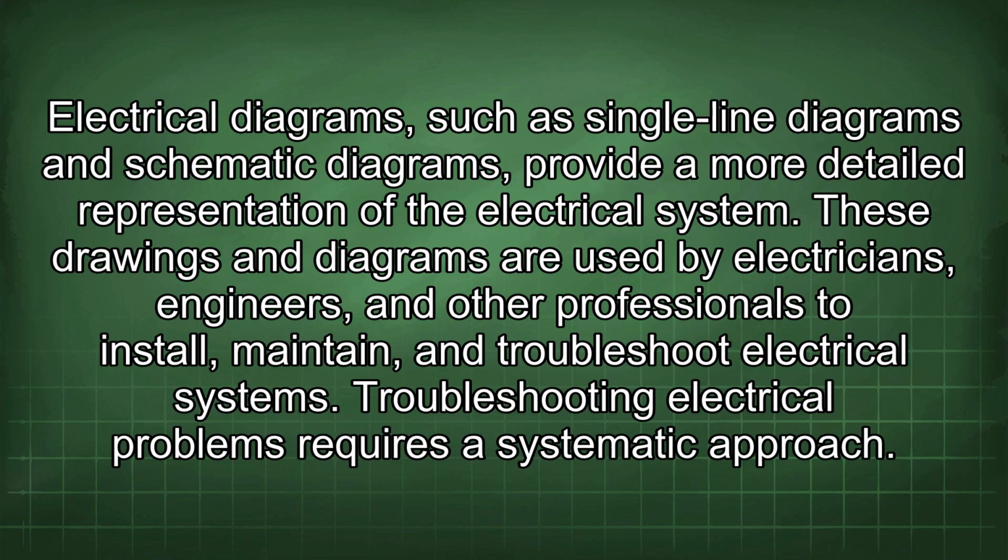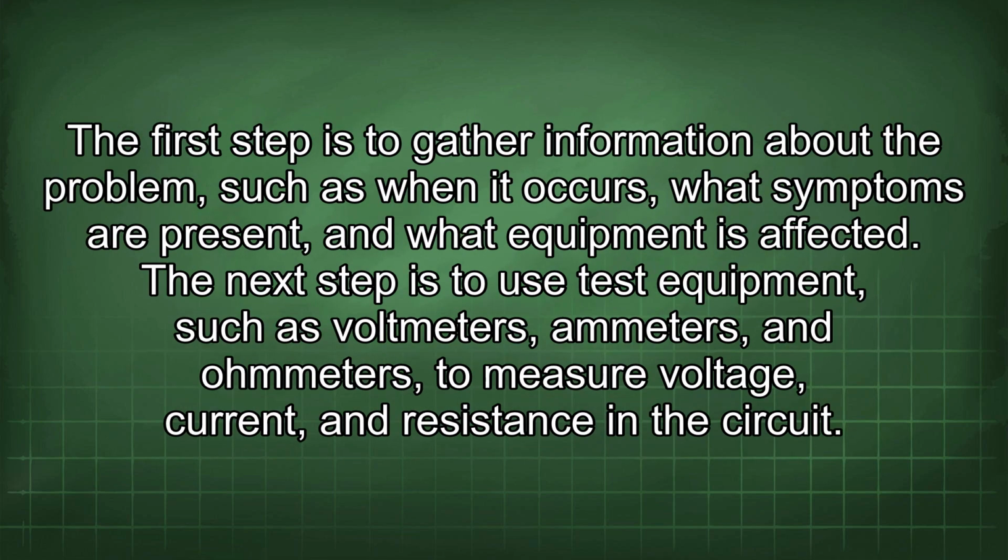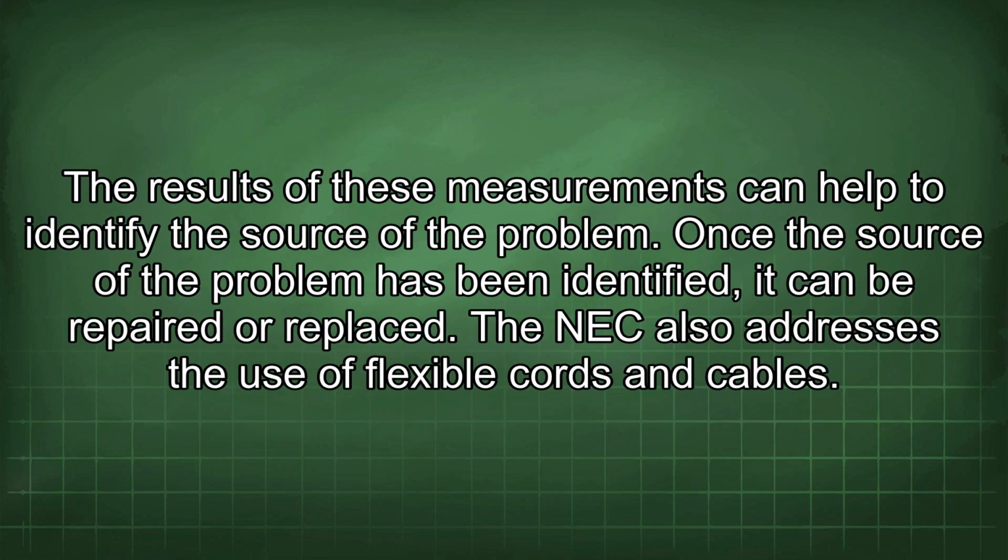Troubleshooting electrical problems requires a systematic approach. The first step is to gather information about the problem, such as when it occurs, what symptoms are present, and what equipment is affected. The next step is to use test equipment, such as voltmeters, ammeters, and ohmmeters, to measure voltage, current, and resistance in the circuit. The results of these measurements can help to identify the source of the problem. Once the source of the problem has been identified, it can be repaired or replaced.